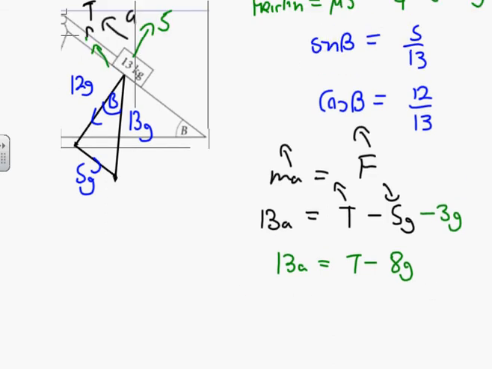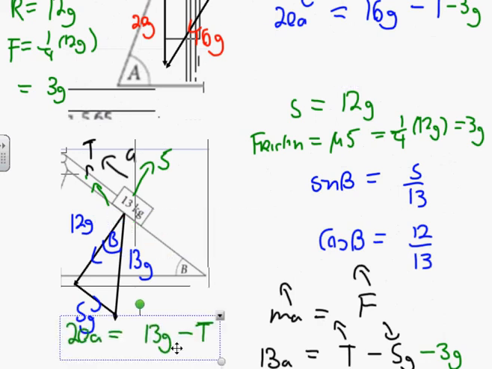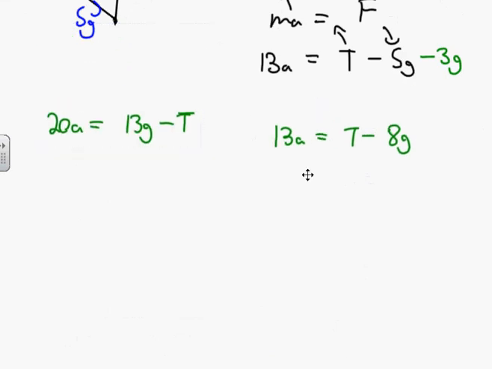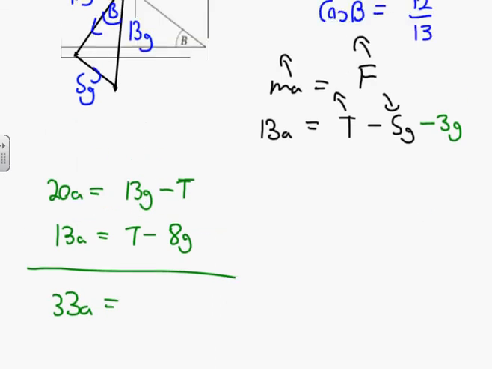Next thing we're going to do after that, put both equations together. Bring it down. There you go. Add them directly downwards. We get 33A. That's the same as last time, isn't it?